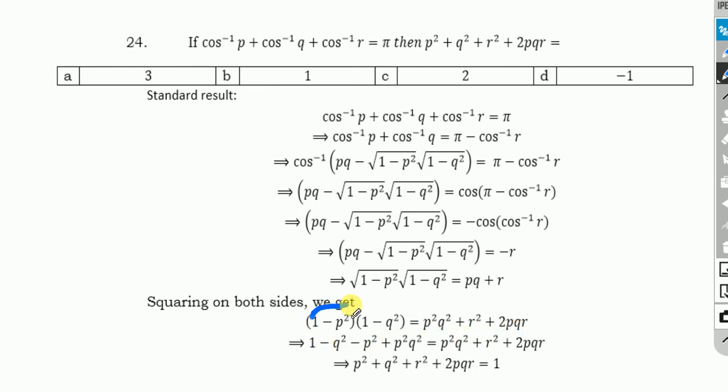Now we will multiply this: 1 into 1, 1 into minus q square, minus p square into 1, and minus p square into minus q square is p square q square. Here it is eliminated. Let us take q square and p square to the right hand side. So you get the required value, p square plus q square plus r square plus 2pqr is equal to 1. So the answer is 1. We can remember this result. I have just explained the proof for this standard result.